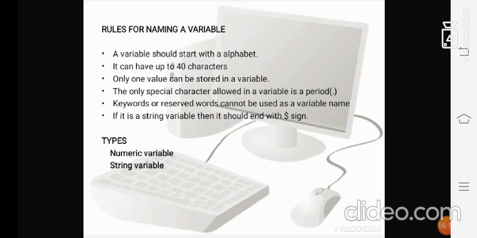Students, please pay attention. I will repeat this again. A variable should start with an alphabet, and it can have up to 40 characters. Only one value can be stored in a variable. The only special character allowed in a variable name is a period. And keywords are reserved words, cannot be used as variable names. And if it is a string variable, then it should end with a $ sign. These are the two types, numeric variable and string variable. So you should keep this in mind.